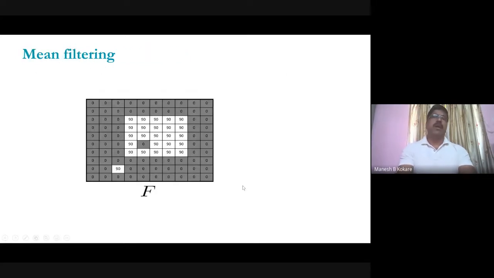Now see, suppose this is the image, and you are doing the averaging filter, which is also called the mean filtering, and these are the values of the pixels of the image under consideration.